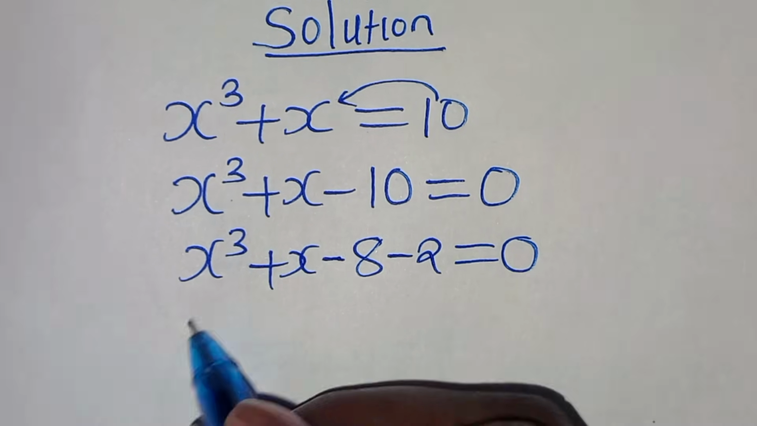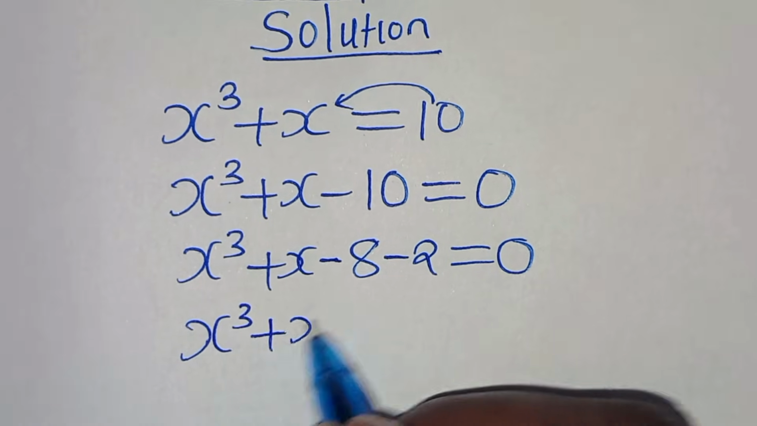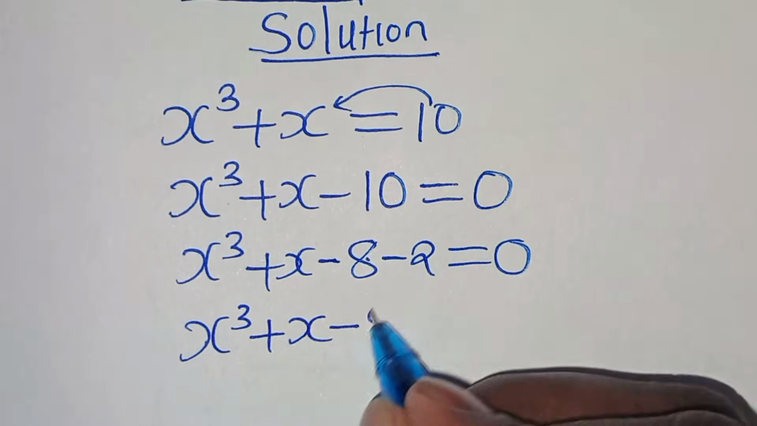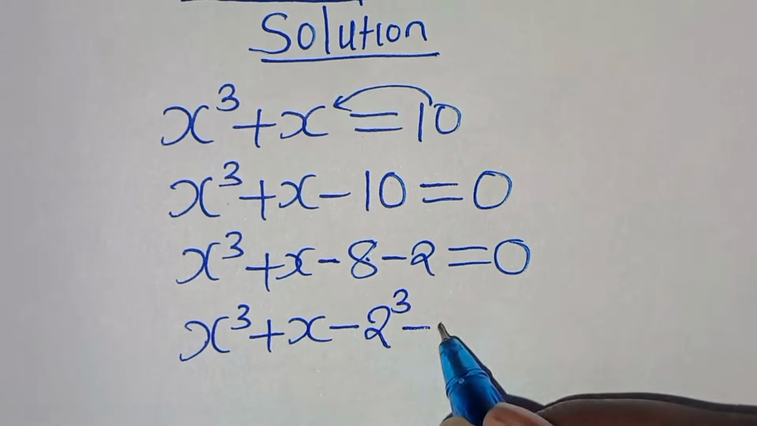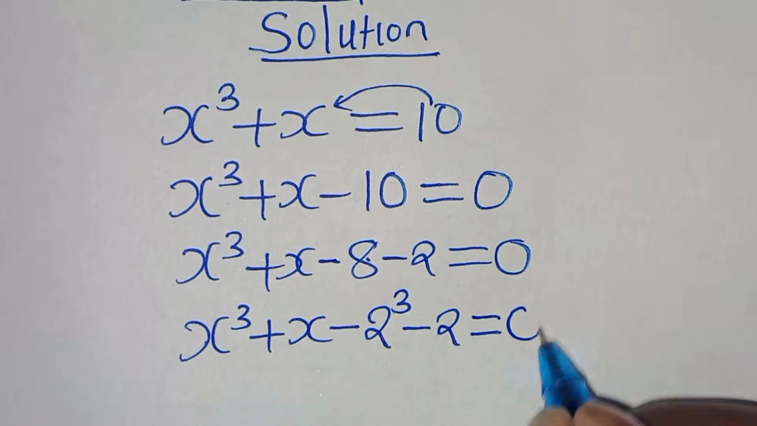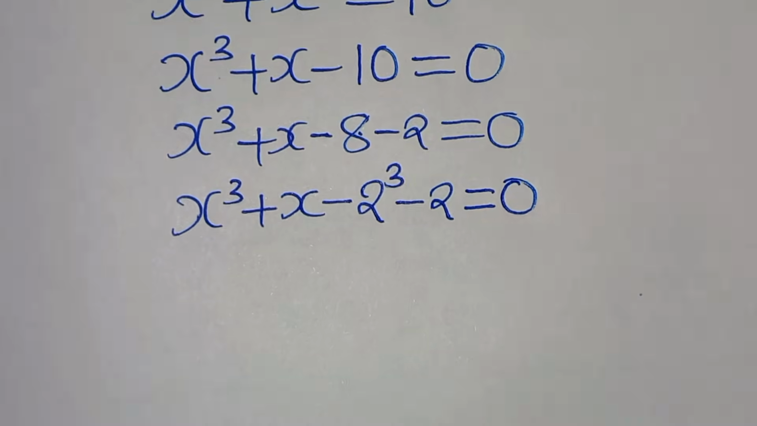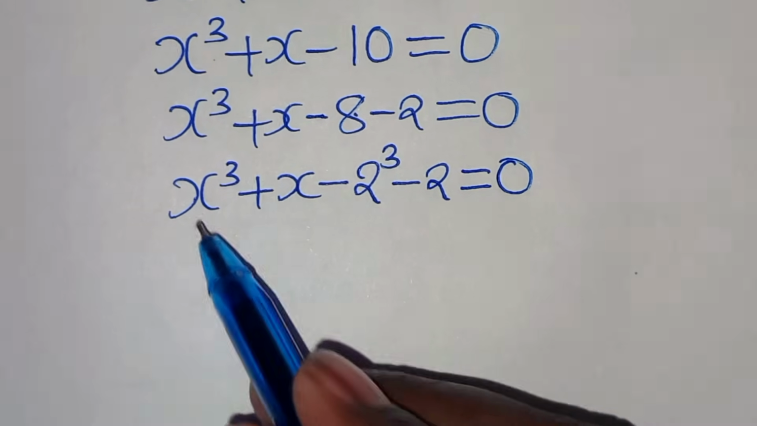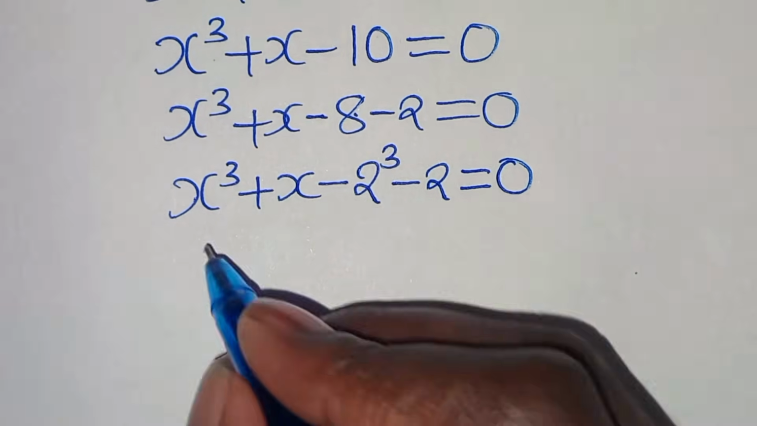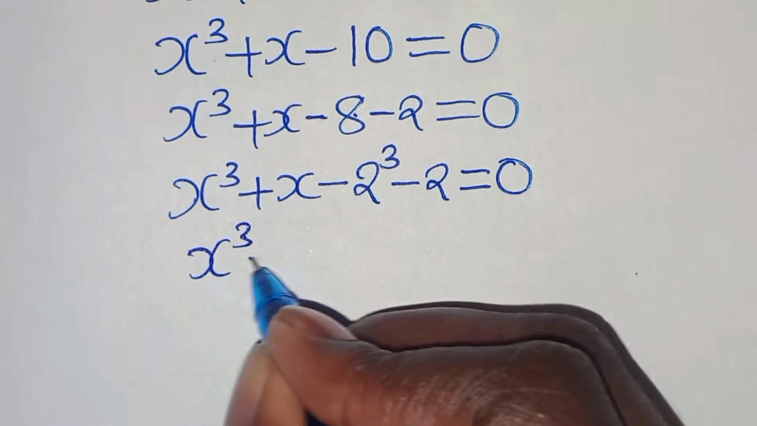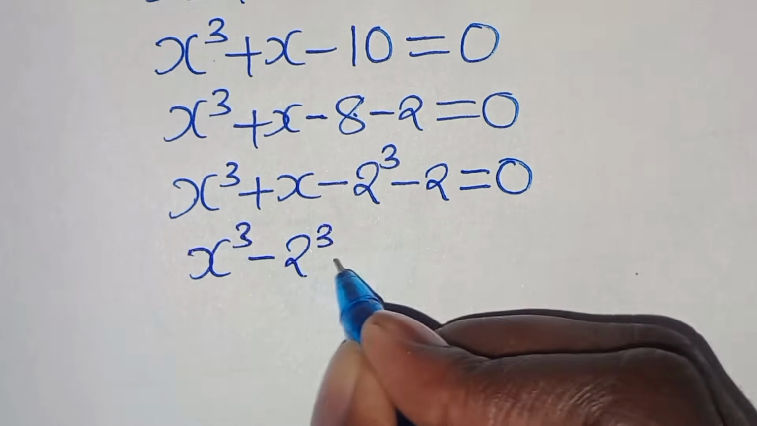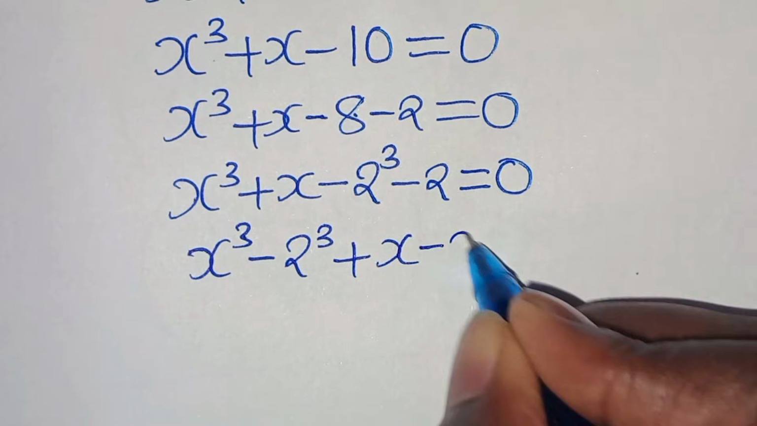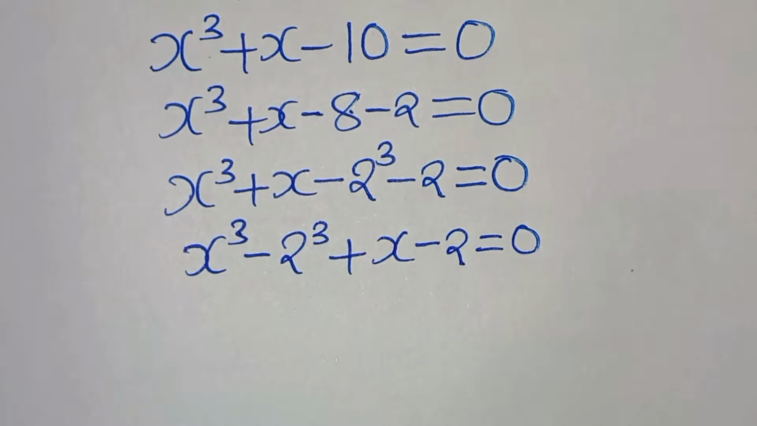So we have x to the power of 3 plus x minus 8, which is 2 to the power of 3 minus 2, equal to 0. So we have x to the power of 3 and 2 to the power of 3 here. So this is x to the power of 3 minus 2 to the power of 3 plus x subtract 2, equal to 0.